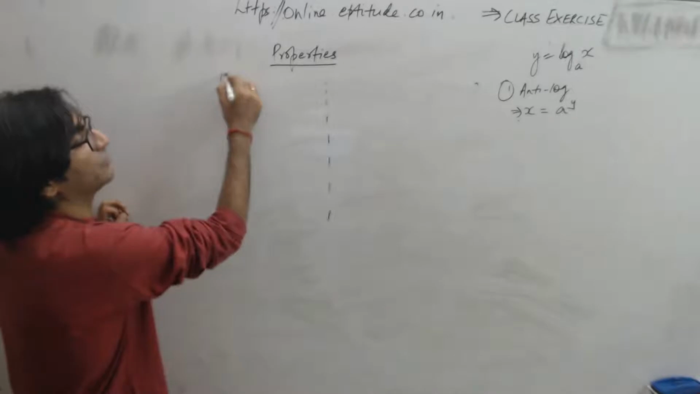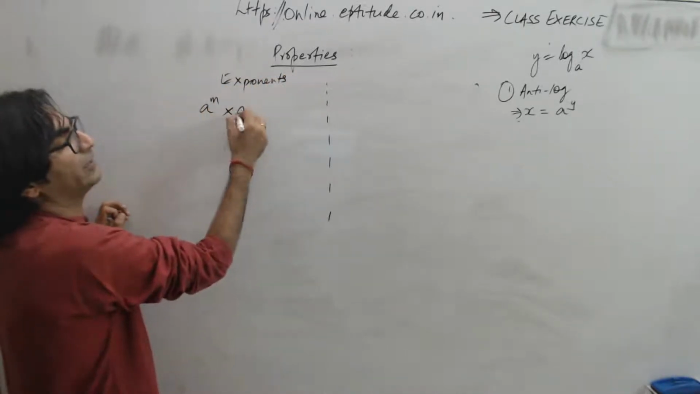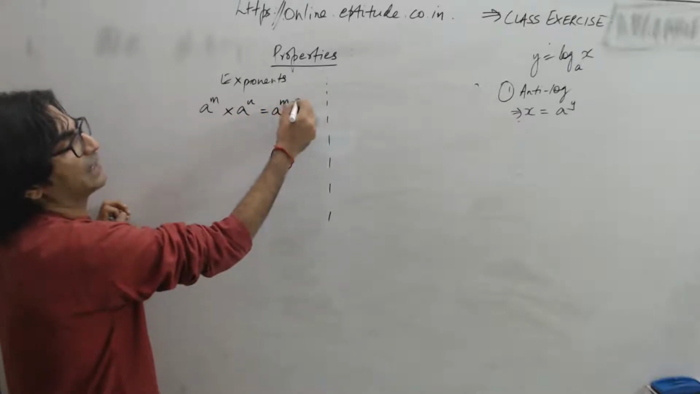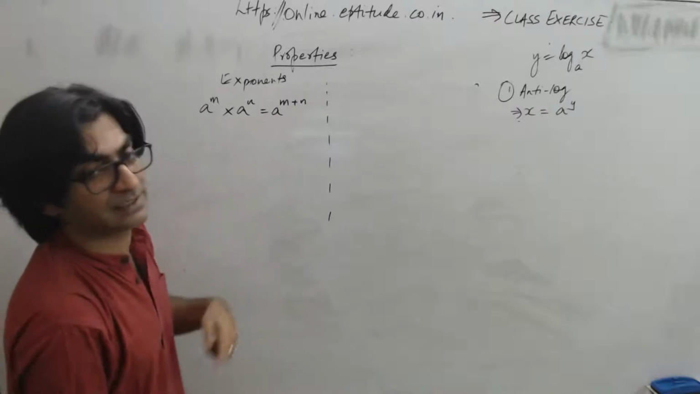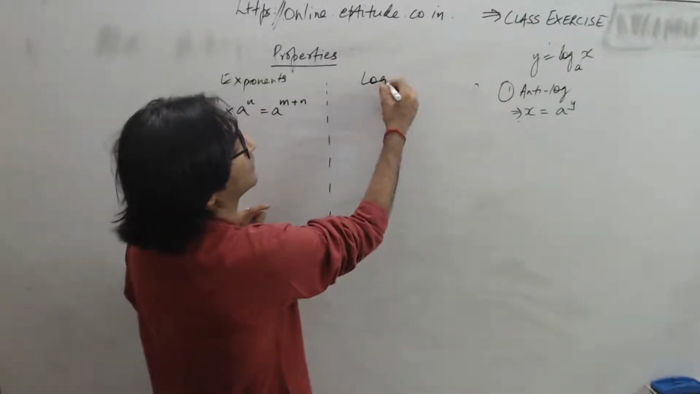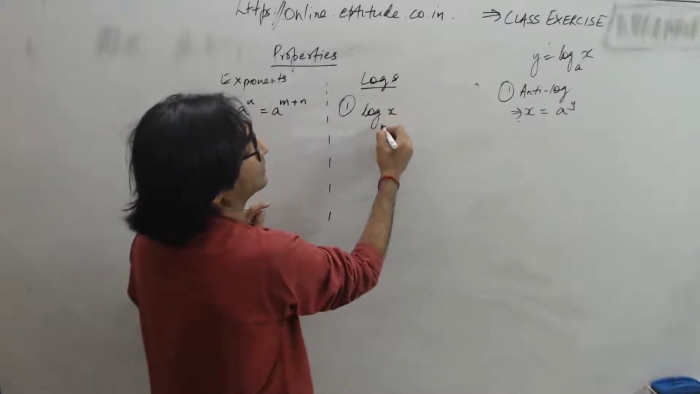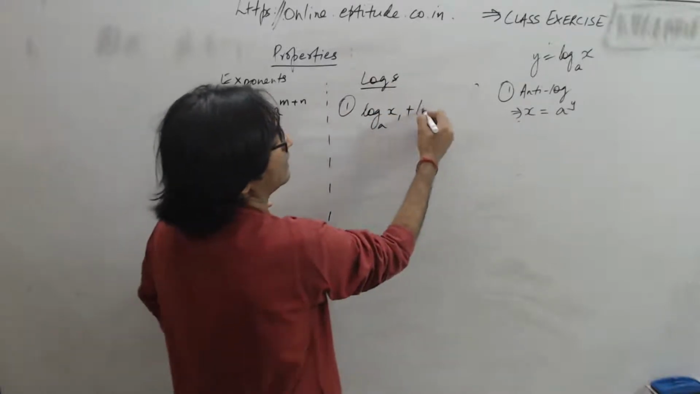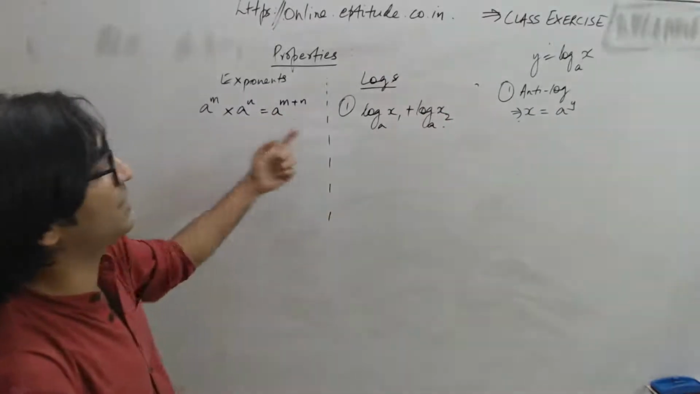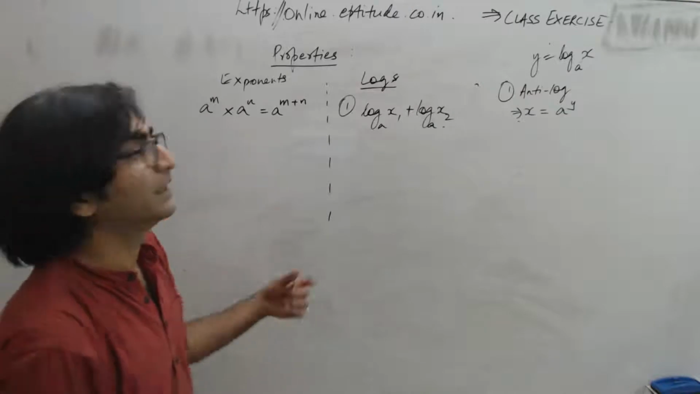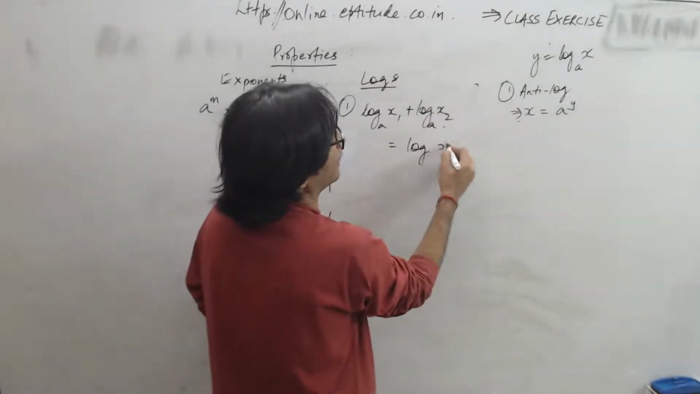So think about properties of exponents. What do you do with exponents? A raised to the power m into a raised to the power n is equal to a raised to the power m plus n, right? So when you multiply two exponents, their powers get added. Similarly, in logs, when you add two logarithms, log of x1 plus log of x2, as long as they have the same base, remember, in both cases, the bases have to be equal, then this will be equal to log of x1 into x2.